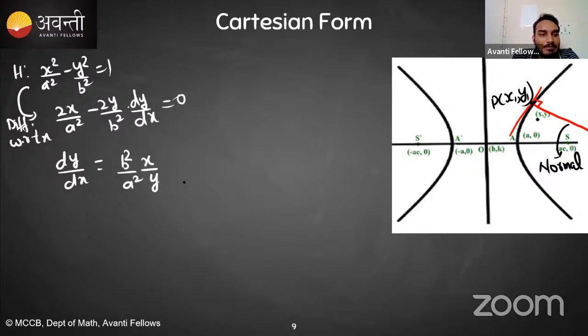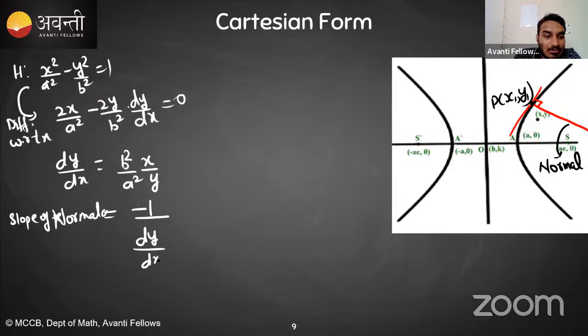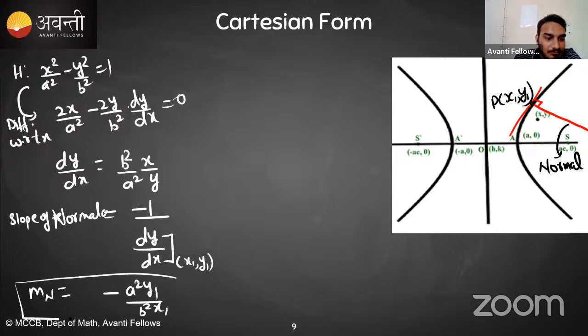Clear everyone? Right? So it means what is the slope of tangent? First of all, slope of normal is nothing but minus 1 upon slope of tangent. Slope of tangent is dy by dx, right? So at x1 comma y1. Clear? So what is the slope of normal? Minus a square y1 upon b square x1. Is this clear? Is this clear?